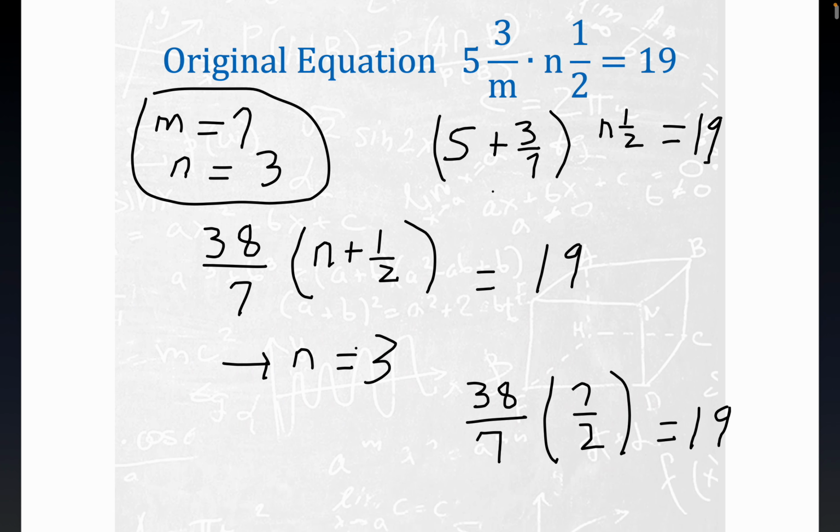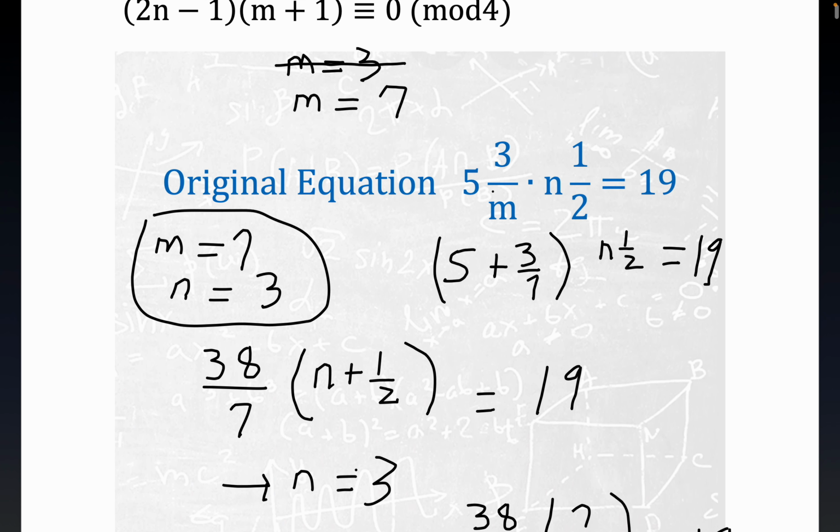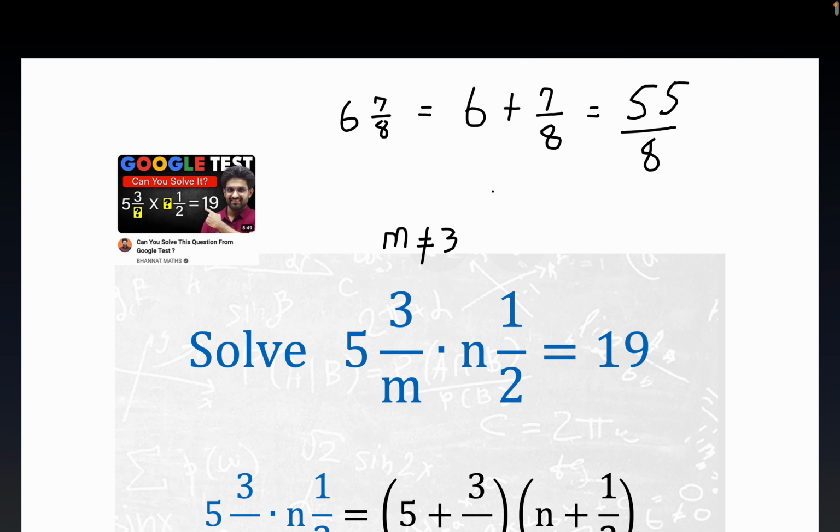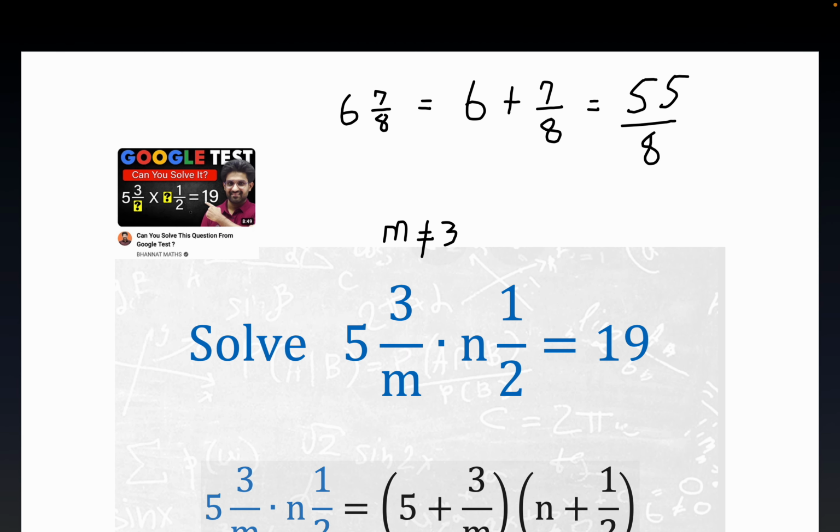Let me know what you thought. I kind of like that. I like using modular arithmetic. This fellow up here did inequalities. He's the one that advertises a Google test, but he broke it down from an inequality perspective. But again, the answers are m equals 7 and n equals 3.